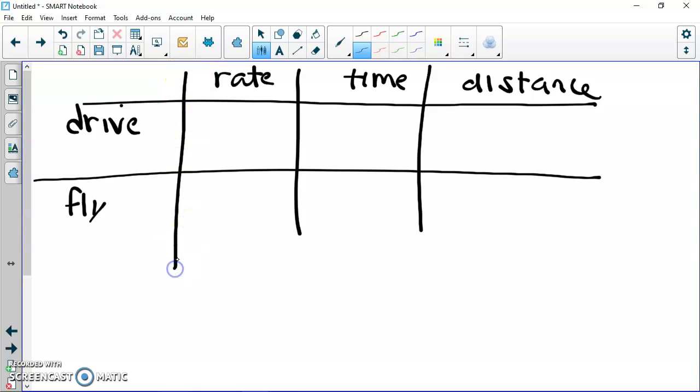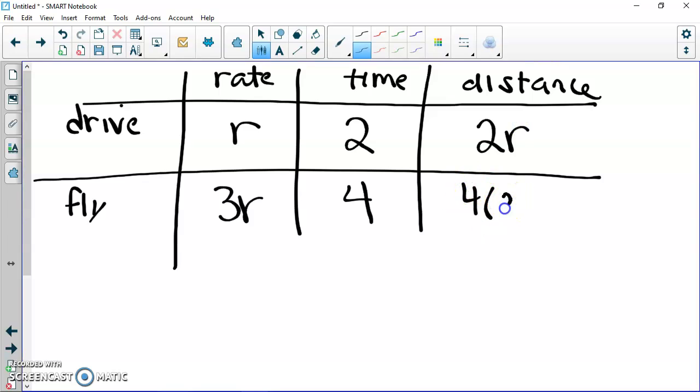Rate times distance. Alright, so she drove 2 hours to the airport and then flew for 4 hours. So those are specific. Oh, that's not in the rate, sorry, in the time. 2 and 4. And they said for the rate, this average speed of the plane was 3 times the average speed of the drive. So R and 3 times, so 3R. Distance is rate times time, so we are multiplying the 2 previous columns to get the distance. So 2R, and this will be 4 times 3R, also known as 12R.